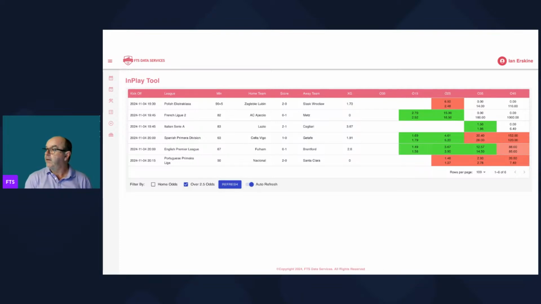So Glebe Lubin, there has been a goal in the 95th minute. You see 15% of games have a goal, and that's now gone up probably another percentage point or two.